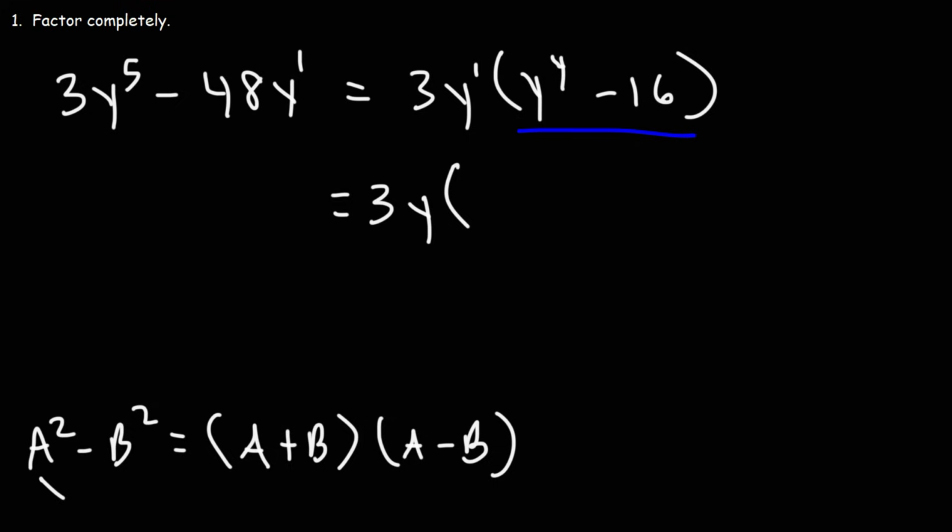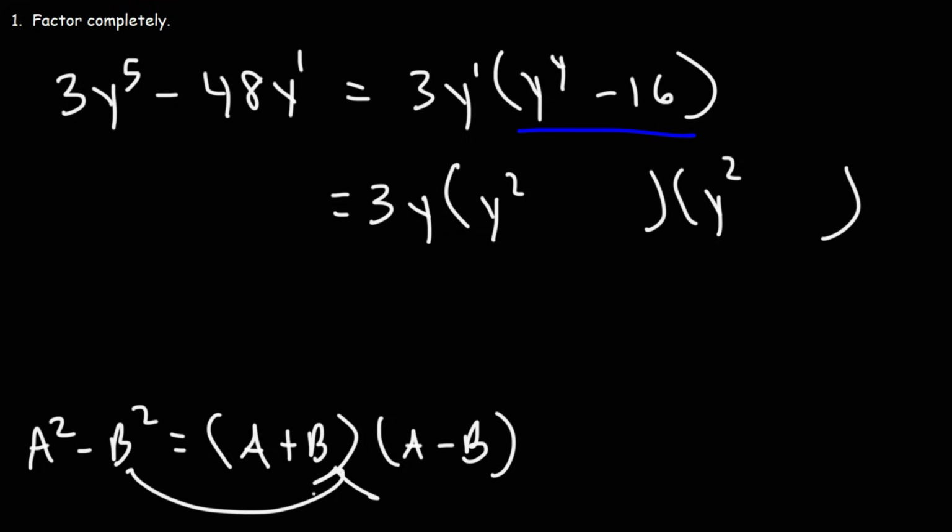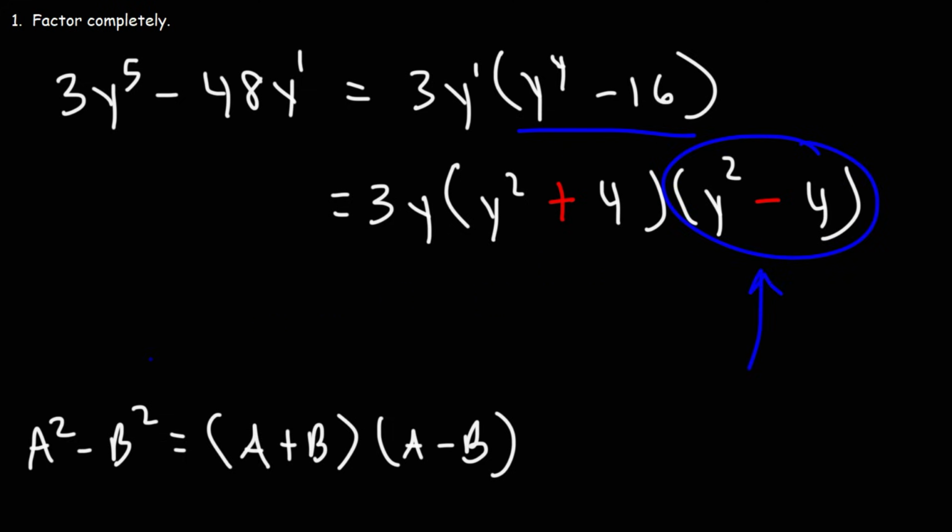So going from a squared to a, we need to take the square root of a squared. The square root of y to the fourth is y squared. Going from b squared to b, we need to take the square root of b squared. The square root of 16 is 4. In the first one, we're going to have a plus. In the second one, we could put a minus. Now, notice that we have a difference of two squares here, so we can factor it the same way.